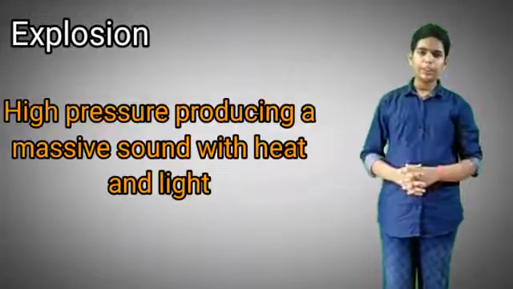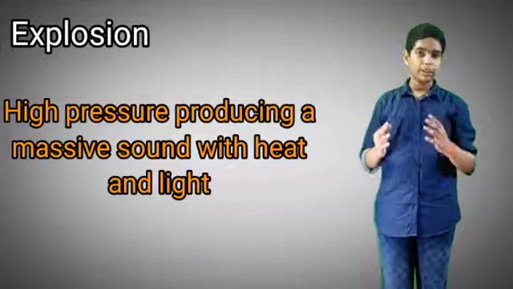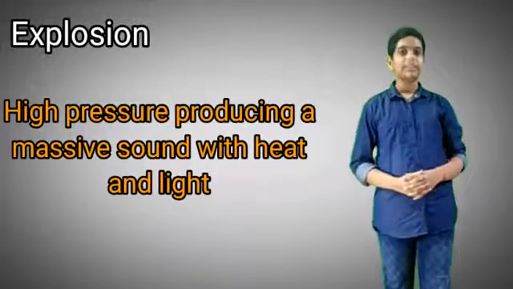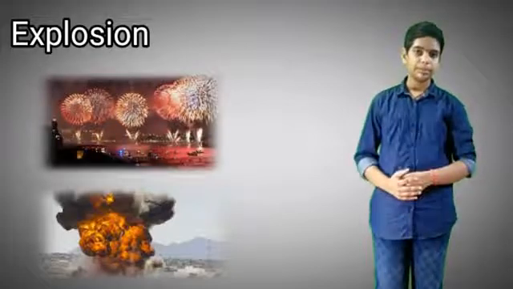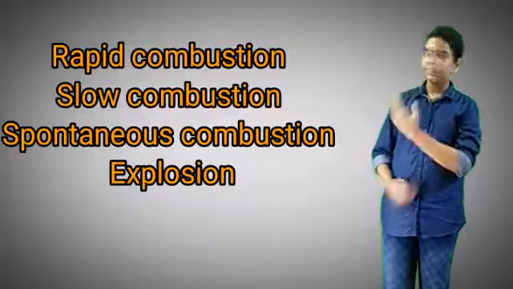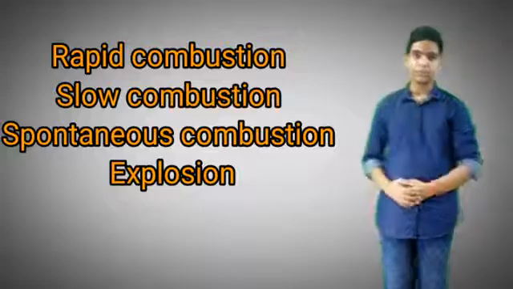So friends, now let us understand about the explosion. The explosion is the type of combustion in which a large amount of pressure along with a massive sound is produced with the heat and light. Some examples of explosion are firecrackers and explosives like atom bombs. So friends, now I hope you understood about all these types of combustion: rapid combustion, slow combustion, spontaneous combustion and explosion. So here we have completed the first part of our video, that is combustion.